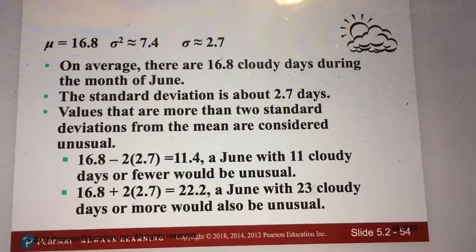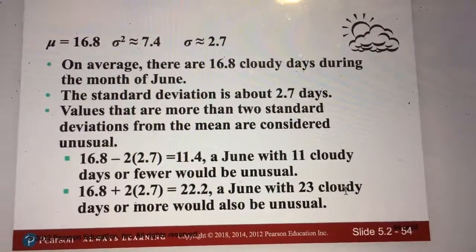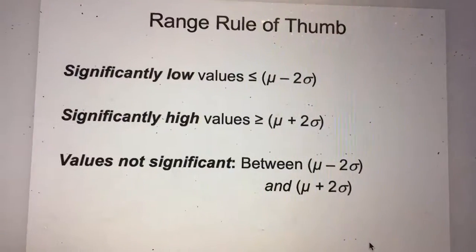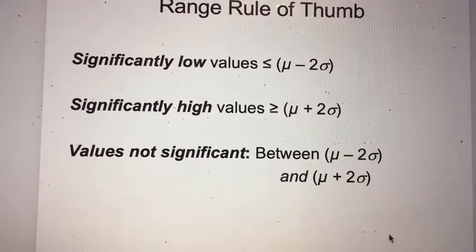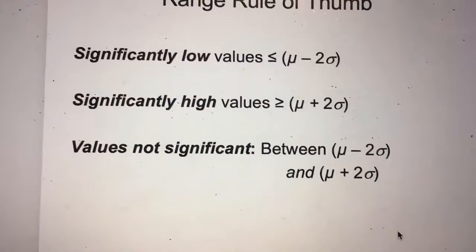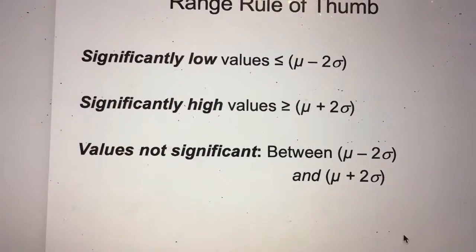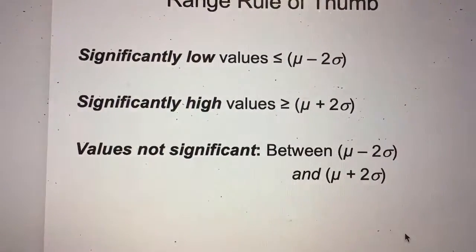So you're analyzing for significance here. And there once again is your significantly low, significantly high values, and values that are not significant are the ones that are in between.